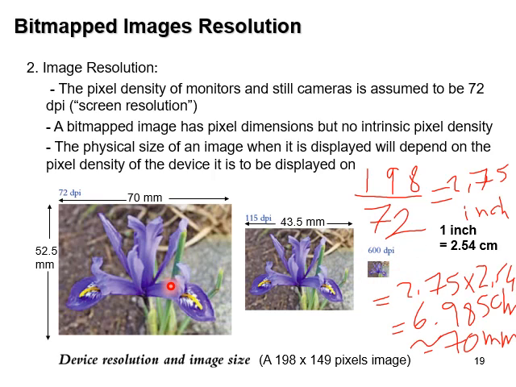So therefore, what we're trying to say here, the image resolution is the number of pixels that you have in the image. What defines the size of the image when it's displayed is the device resolution. So these two things, the device resolution and the image resolution, will tell us how the image would look like when it's displayed on a computer screen. Okay?